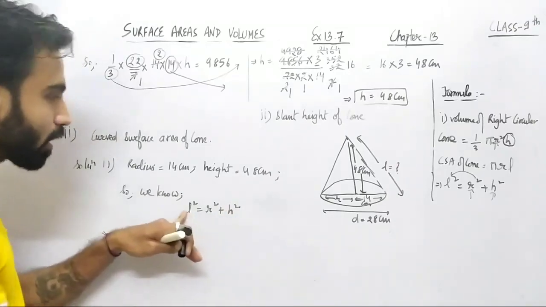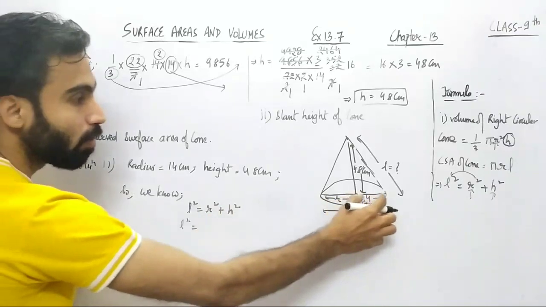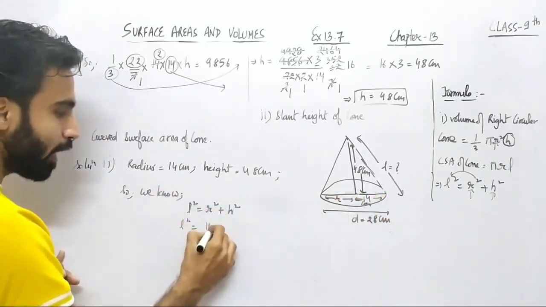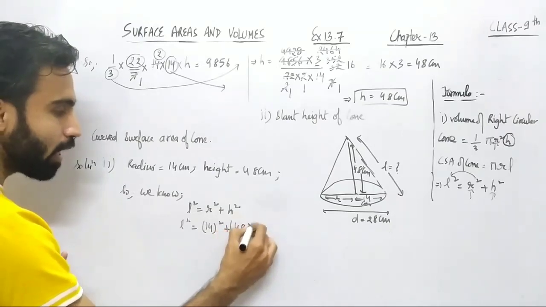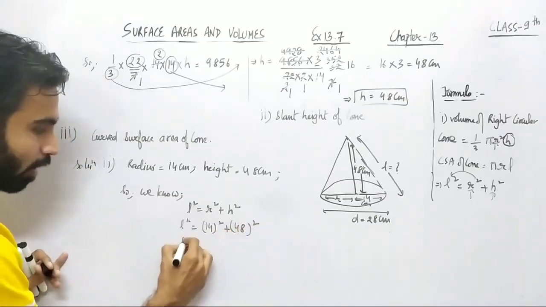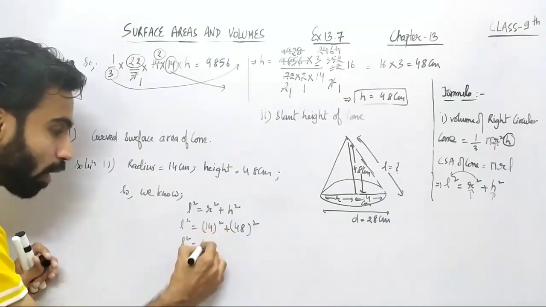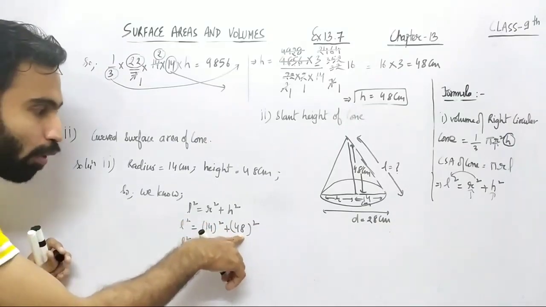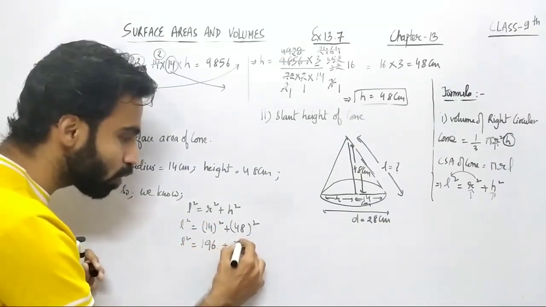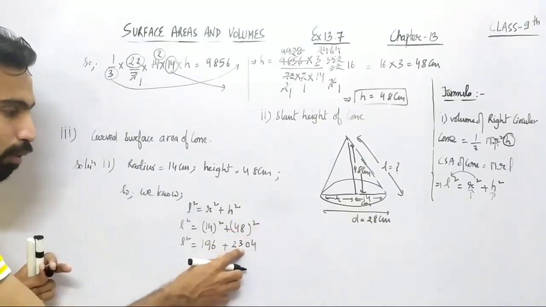So here you can see what we have to find out: the slant height L. So I will keep this as it is. Radius we know already, that is 14, so 14 square plus height also we know, that is 48, so 48 square, right? Then L square is equal to 14 square, what is that, 14 into 14, that is 196, right? Plus 48 square, let me just tell you, 48 into 48, that is 2304, right? You can multiply in the rough area. Now you have to add them.